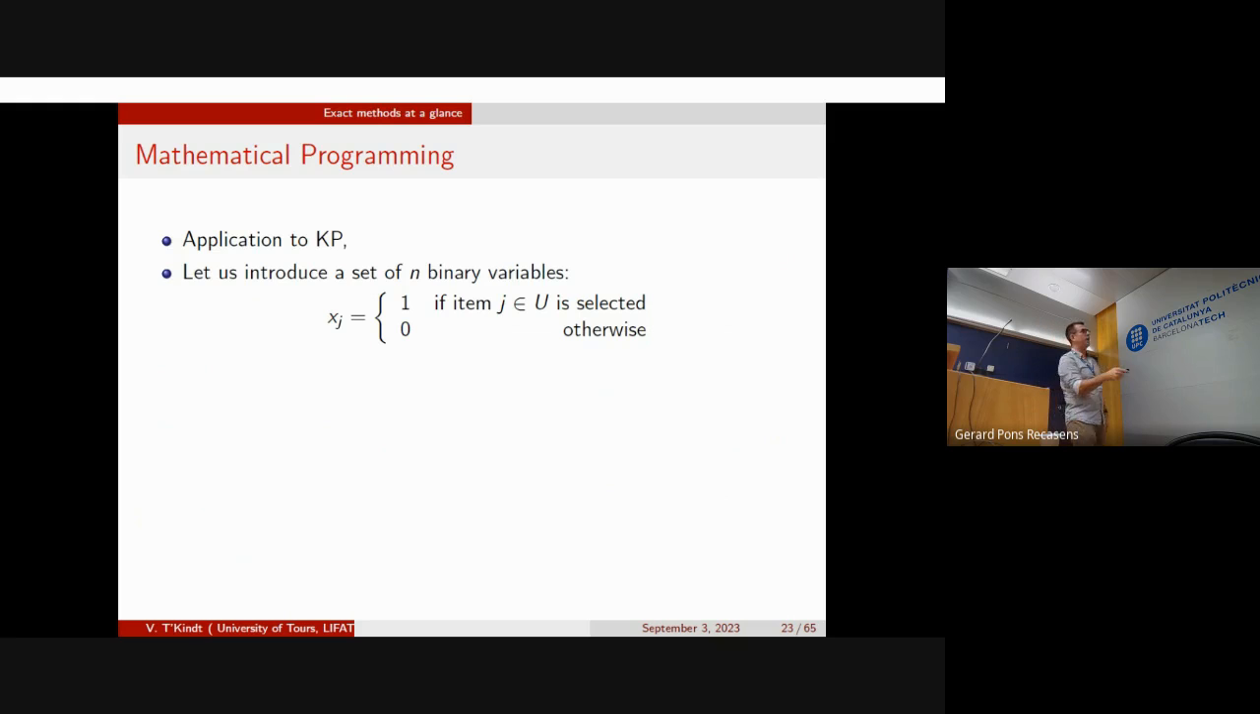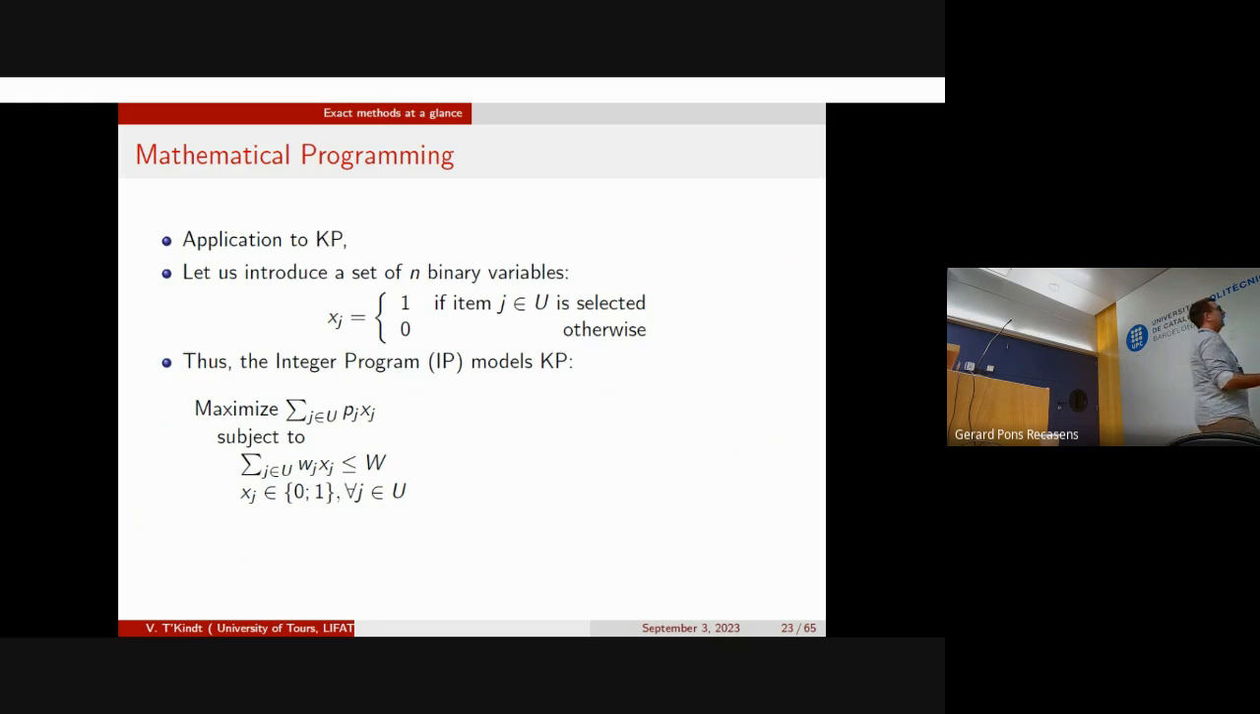So I define binary variables that says that x_g will be equal to 1 if item g, or object g, is selected, and 0 otherwise. So I define n binary variables, and I ask the solver to instantiate these variables, to give me the optimal values of these variables.